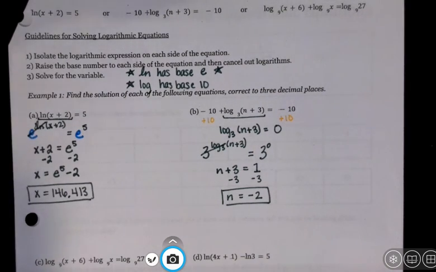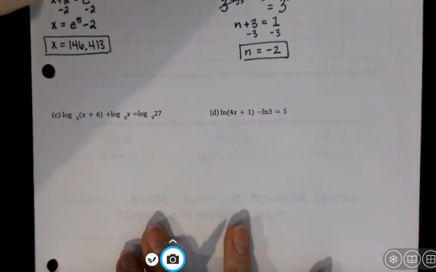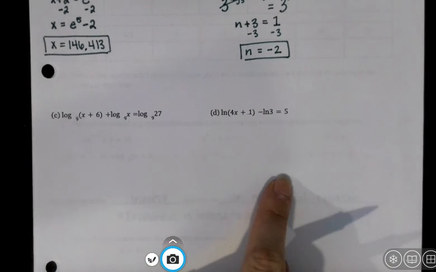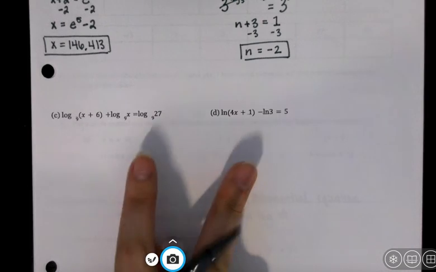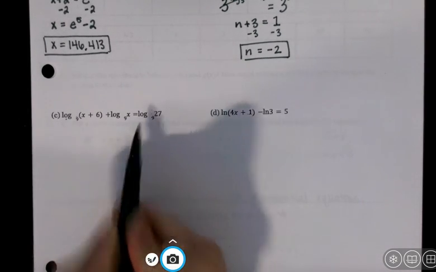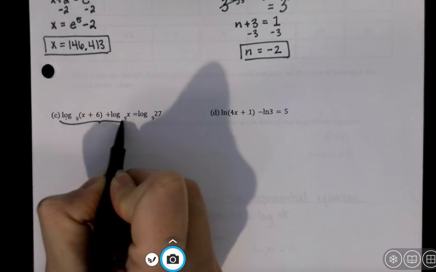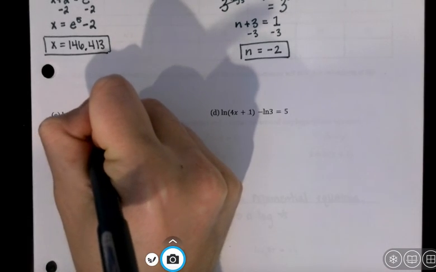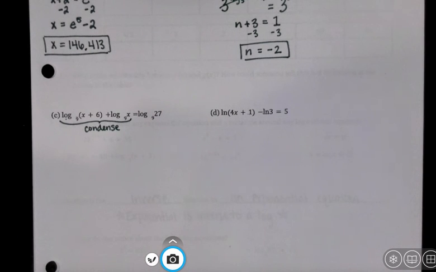We're going to do one more. So I'm going to scoot this up. And we're going to do C because C is more complicated than D. We do actually end up starting these the same way because when I first look at this, I notice I have 3 logs. I have 2 logs just on the left side of my equal sign. So I want to start by condensing these using our log rules.